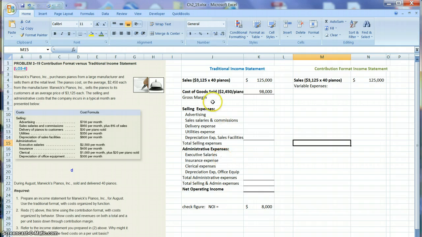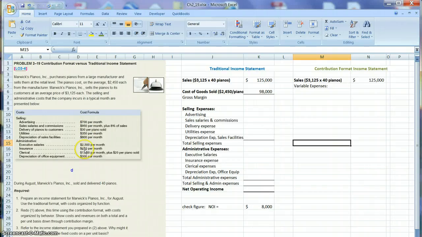So let's go with what the information given to us is. We have Marwick Piano Company. They are a retailer, and therefore they purchase pianos at a cost of $2,450 each, and they mark them up and sell them for $3,125.